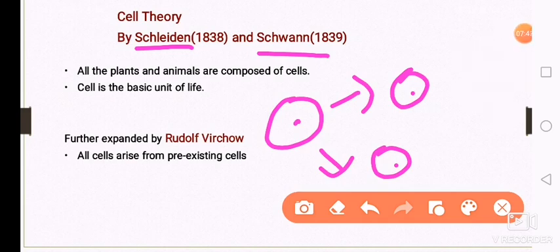Now you can easily explain the main points of cell theory and which scientists are involved in it. It is important, so you have to remember. I repeat once again: Robert Hooke discovered the cell in 1665. Robert Brown discovered the nucleus, the main organelle of the cell. And the cell theory was given by Schleiden and Schwann. These three are most important, and you need to remember them. You also need to remember the main points of cell theory and its extension. I hope it's clear.